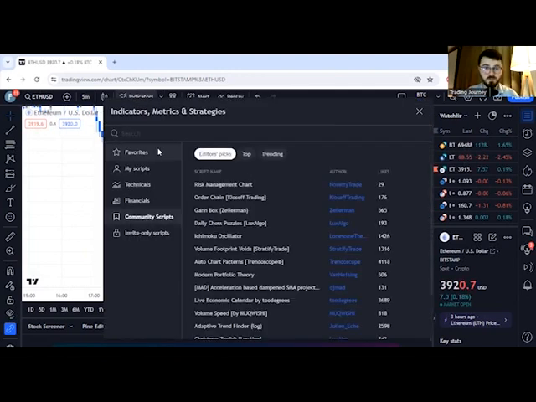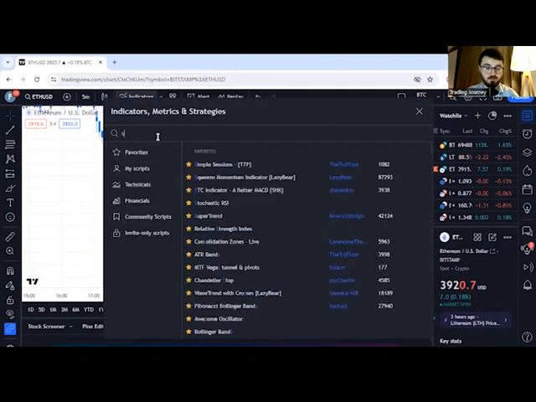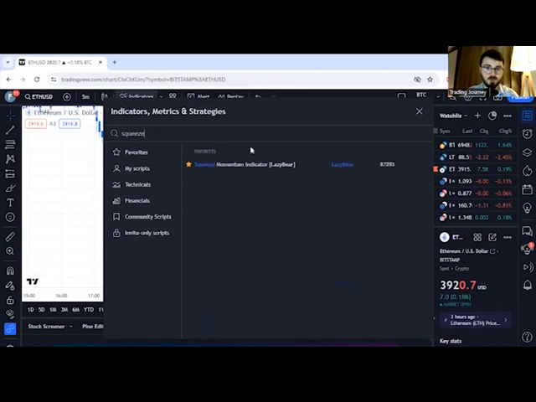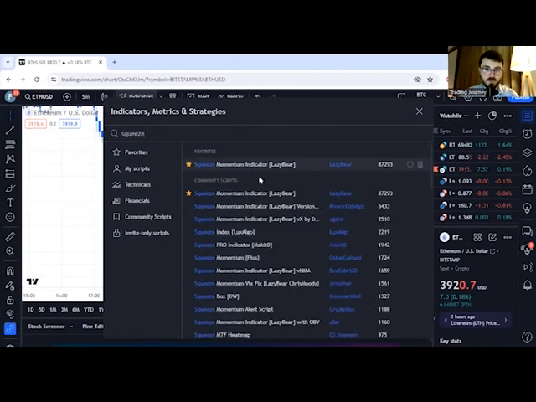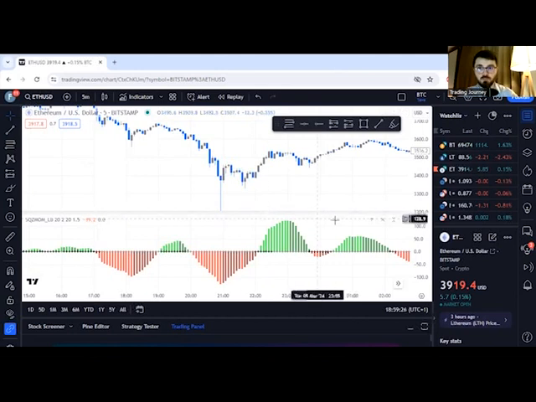So as always, you go to your indicators tab and you type squeeze momentum. I'm using this one most of the time, but you can try any one that you like. I think this one has a nice setup by Lazy Bear. I think it's the most popular one. So let's go with this one.